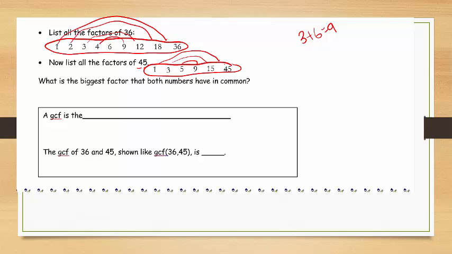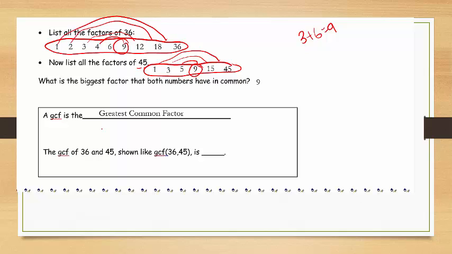So the next question is, what is the biggest factor in both of these lists? So they do have 1 and 3 in common, but they also have 9, and 9 is the biggest number that they have in common. So we call that the greatest common factor, or GCF for short.